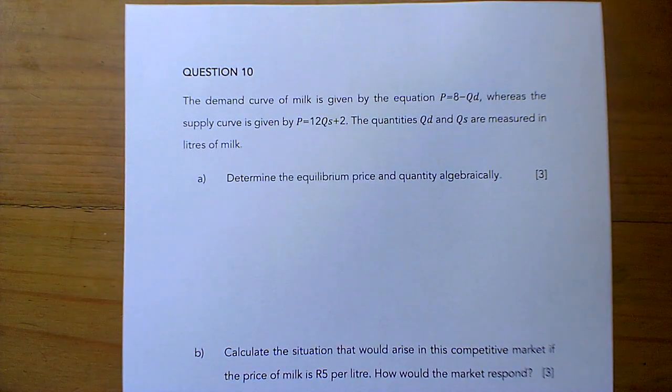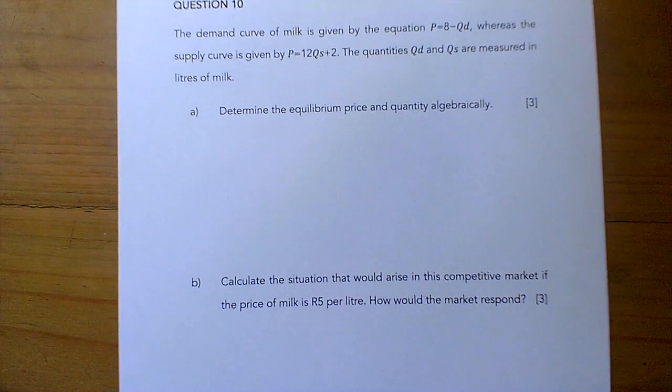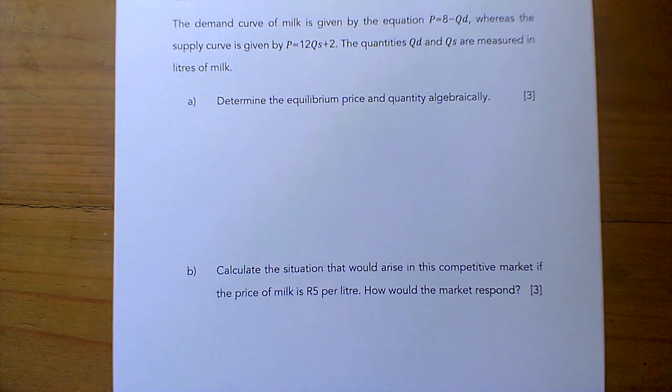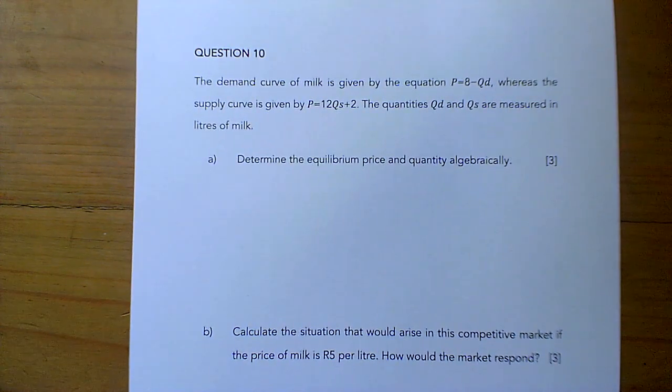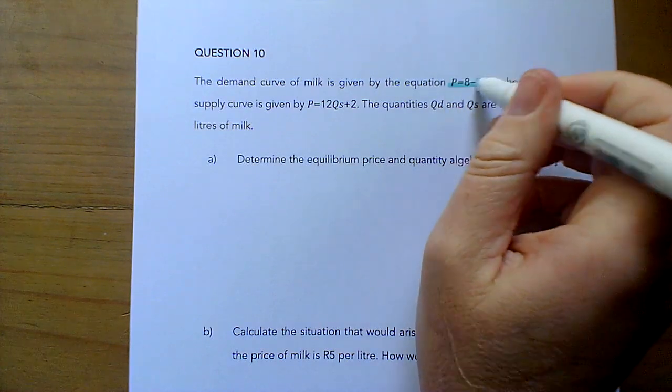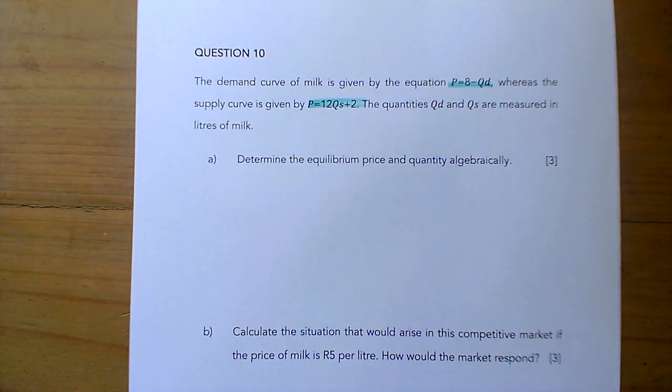Okay, so now we're going to look at a perfectly competitive market using equations for the demand curve and for the supply curve. And then the second part of the question is going to ask us to describe what the situation would be if the price was not at equilibrium. So it's going to deal with this response that the price mechanism has to a surplus or shortage in the market. So we get told that the demand curve for milk is given by price equals 8 minus QD. And the supply curve is given by price equals 1/2 QS plus 2. And the quantities are measured in liters of milk.